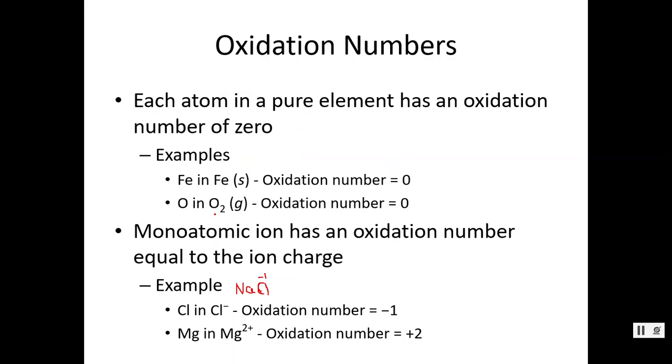So that is the second rule, that any monoatomic ion has an oxidation number equal to the ion charge when that species is in an ionic compound.